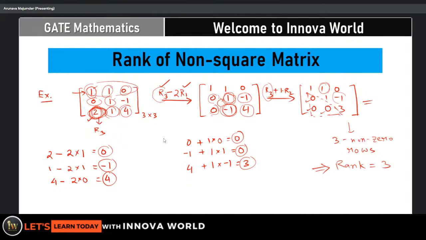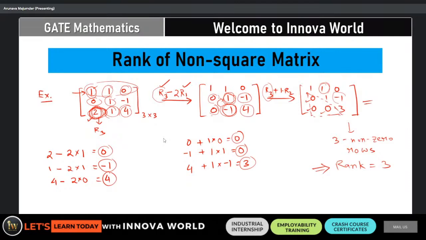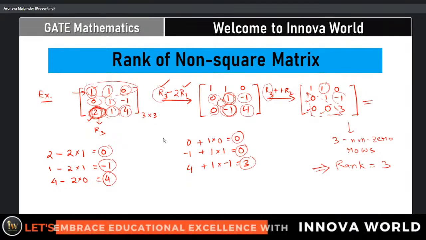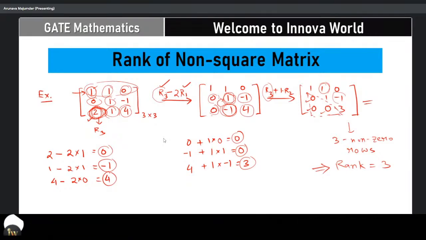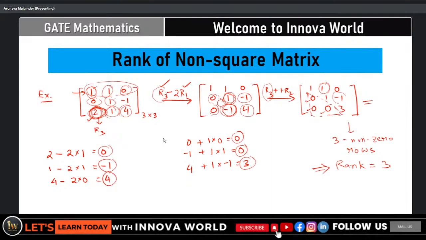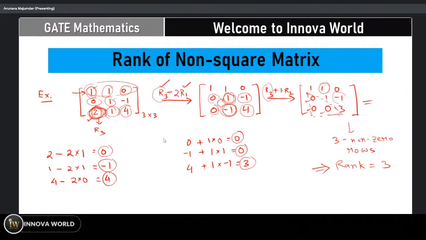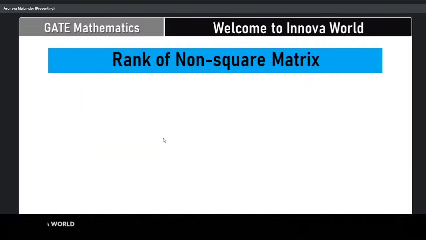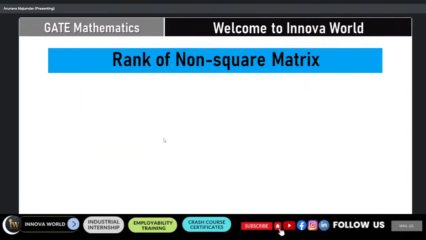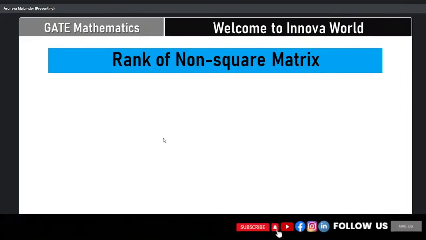I think it is clear to you now. I've given you two examples, one previous day, and today I'm giving you another example of this. Now I'm going to show you how to find the rank of a non-square matrix. Let's start with an example. I am extending the previous example.